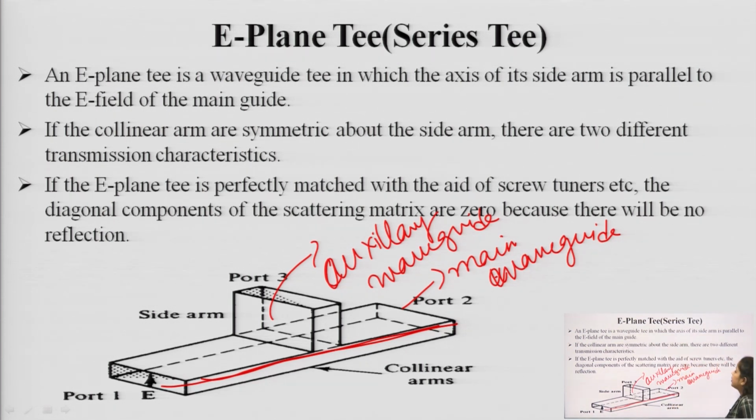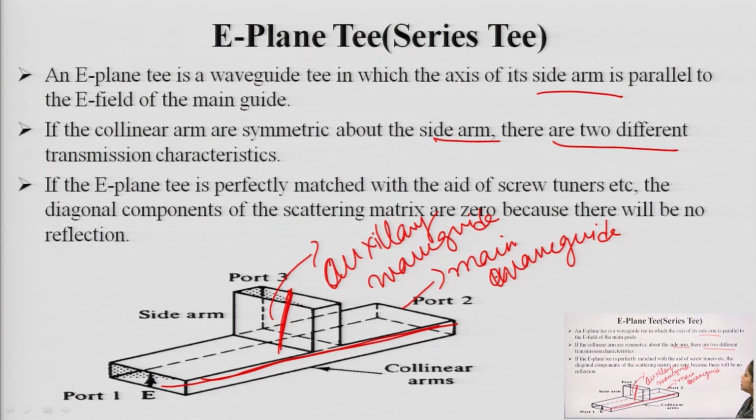An E plane T is a waveguide T in which the axis of its side arm, so this is our side arm, is parallel to the E plane of the main guide. So, the side arm should be parallel to the E field of the main waveguide. If we want to construct the E plane T, first of all we take a main waveguide and see the flow of electric field and magnetic field. Then we put the side arm parallel to the E field of the main waveguide. If the collinear arm is symmetric about the side arm, there are 2 different transmission characteristics.